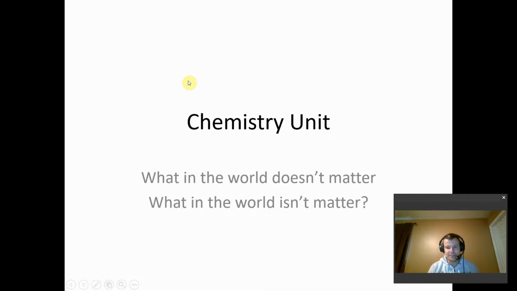The title of the unit is Chemical Reactions, and it will be a continuation of the chemistry unit in grade 9 that you began last year. The main difference is that in grade 9 you were just being introduced to the nature of chemistry in terms of substances. What is matter? What is matter made of? How does it behave? What are atoms made of? What do they look like?